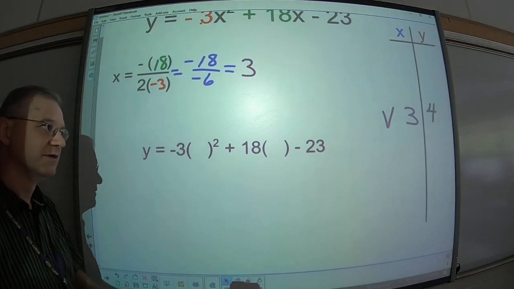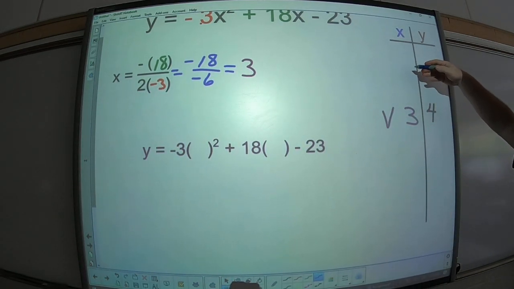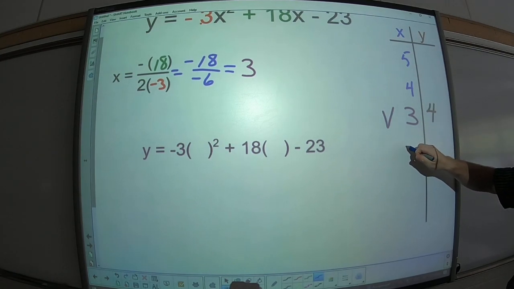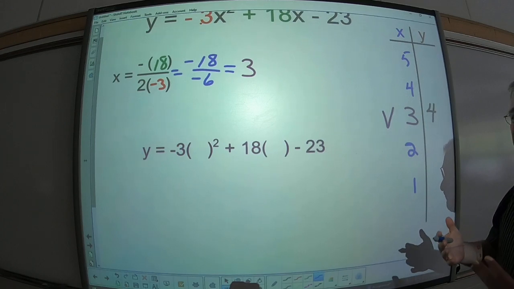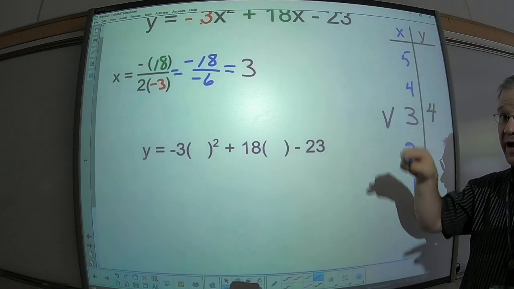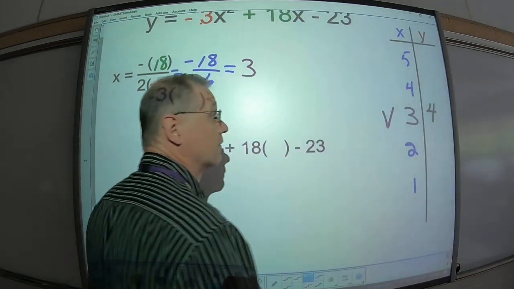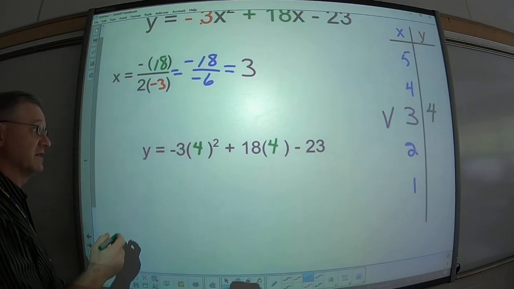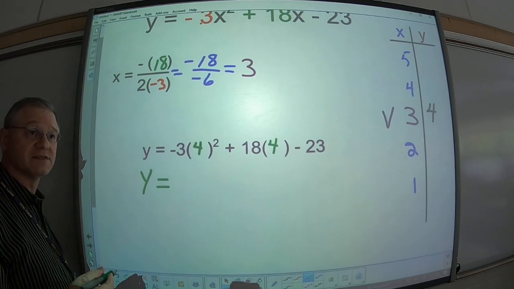From here on out, the easiest way to find more points is to go up by 1 each time, and then down by 1, just like we've done before. You need usually at least 5 points for a good graph of a parabola. So let's start with these and see where it brings us. All right, I'm going to do 4 here. Now the numbers can get rather large sometimes, so you may want to use a calculator if you're having trouble with some of the calculations.